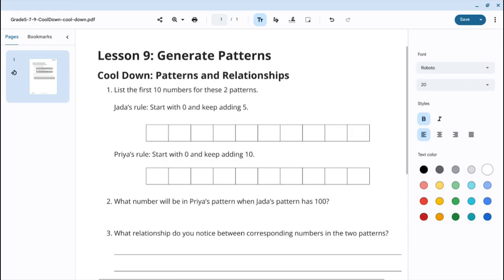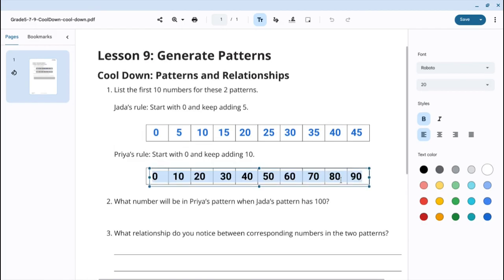Jada's rule is to start with 0 and keep adding 5. So that's exactly what we do. Notice I have typed in those numbers because that starts with 0 and each value thereafter is an additional 5. So that's what we should have for Jada's rule.